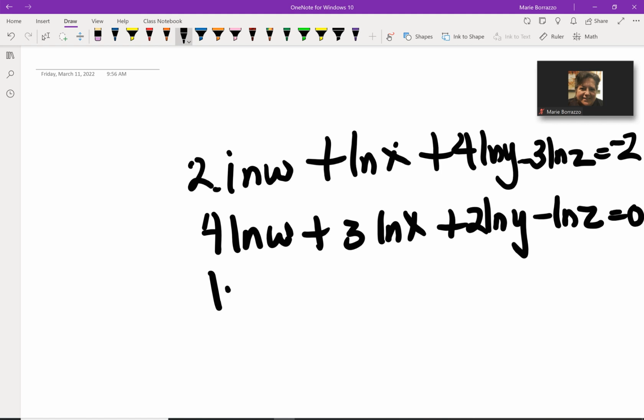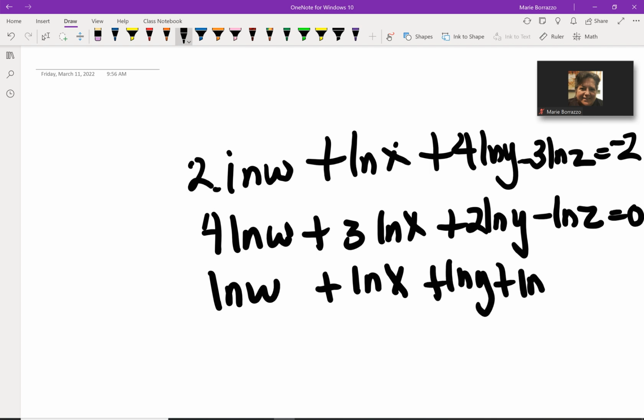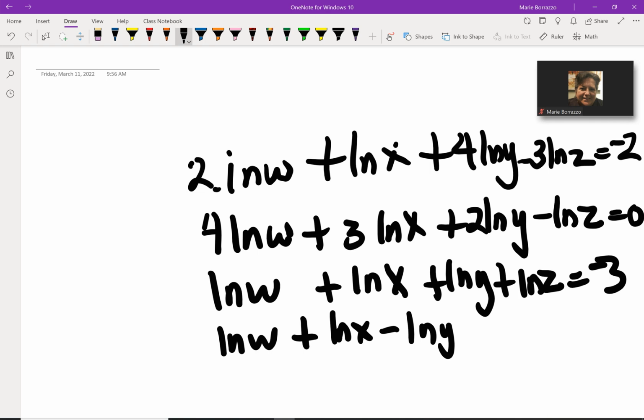And then we have natural log w plus natural log x plus natural log y plus natural log z equals -3. And here we have natural log w plus natural log x minus natural log y minus natural log z equals 3.